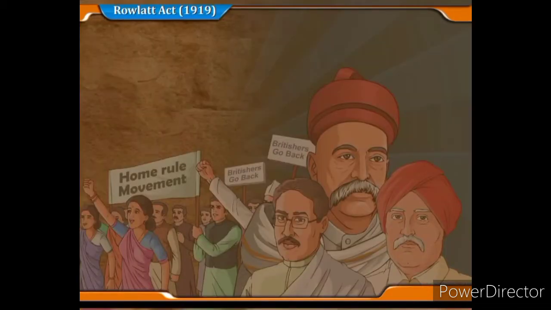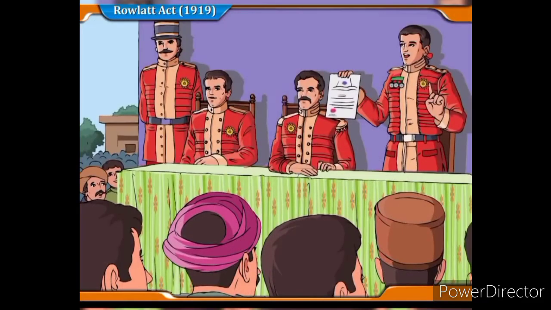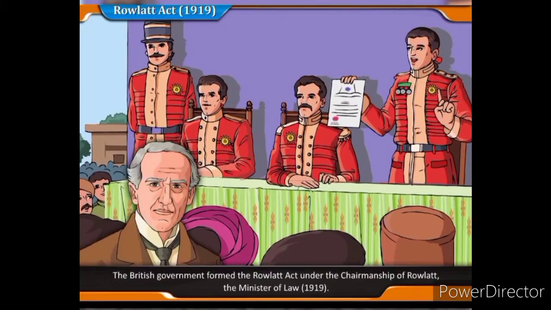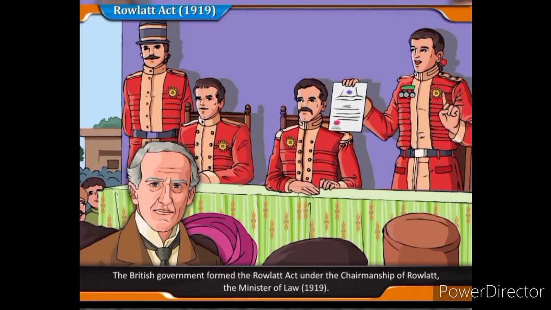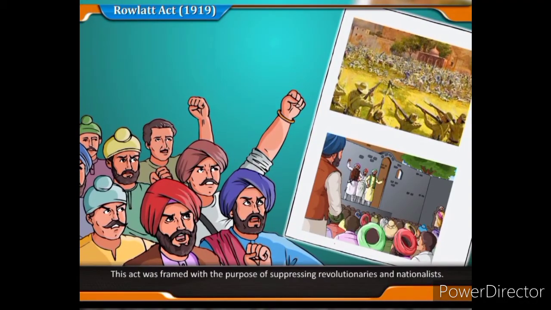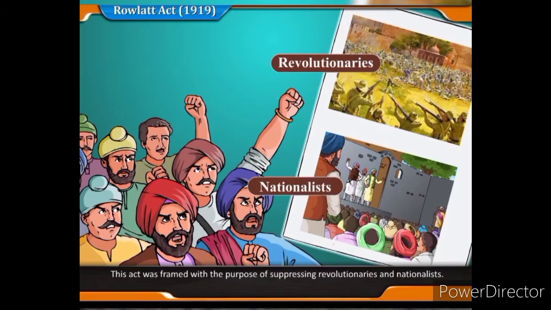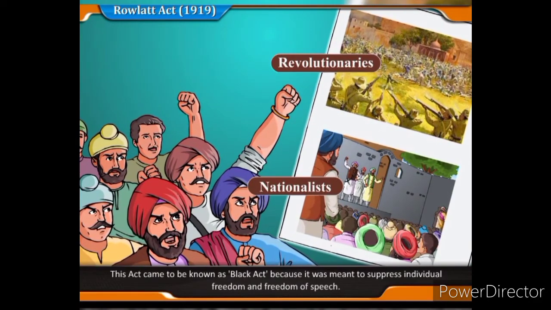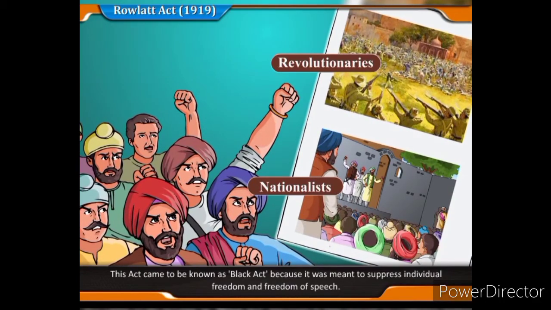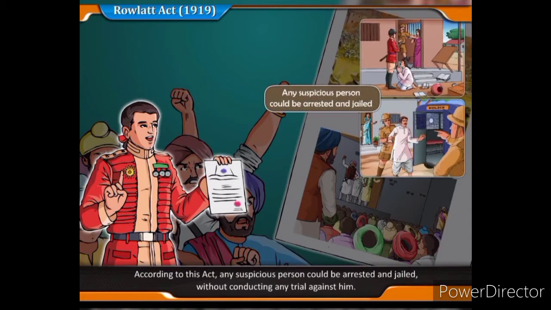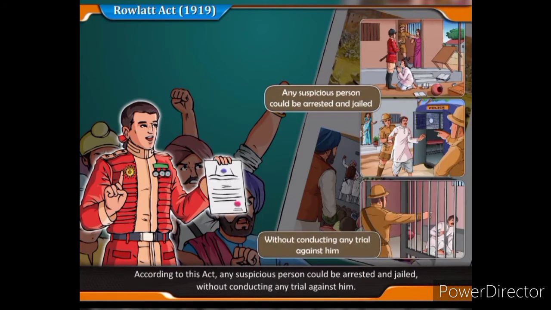Rowlatt Act, 1919. The British government formed the Rowlatt Act under the chairmanship of Rowlatt, the Minister of Law, in 1919. This act was framed with the purpose of suppressing revolutionaries and nationalists. This act came to be known as the Black Act because it was meant to suppress individual freedom and freedom of speech. According to this act, any suspicious person could be arrested and jailed without conducting any trial against him.